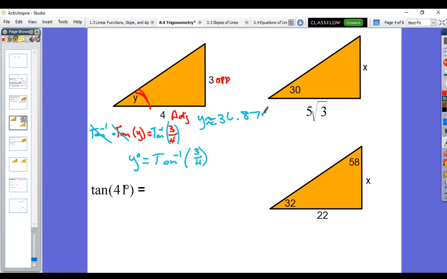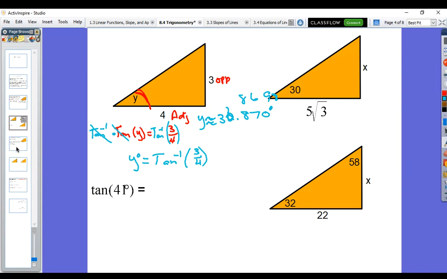36.870. It rounds out to 36.8698, so we rounded it off to 36.870 degrees. All right, so that's just the tangent ratio.